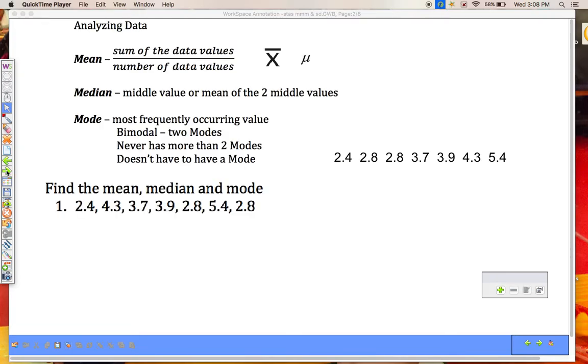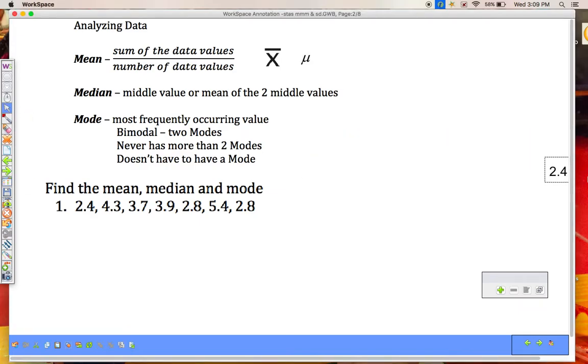Our next lesson is going to be about analyzing data. A lot of this you've done in the past, and it's just remembering definitions. All right, the mean. We're going to be given a set of data. What we're going to do is find a whole bunch of different little things about it, and the first thing is the mean.